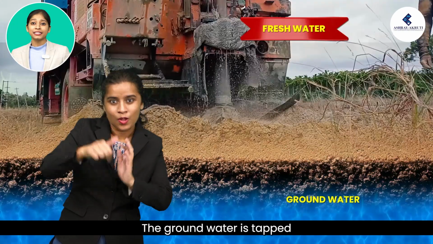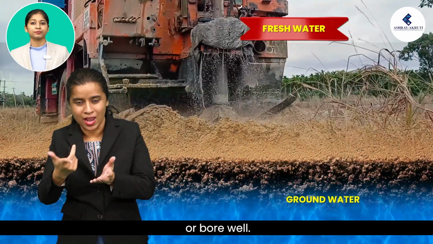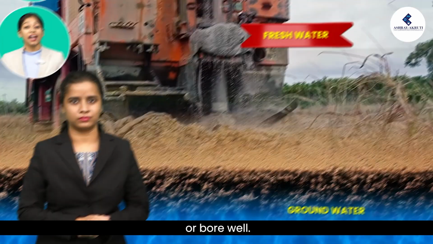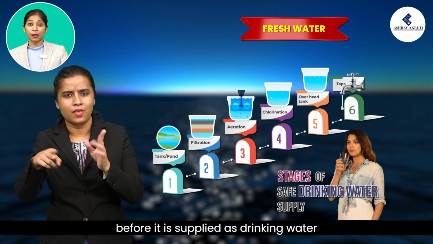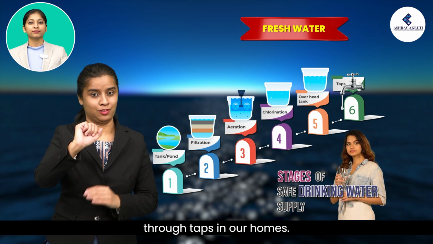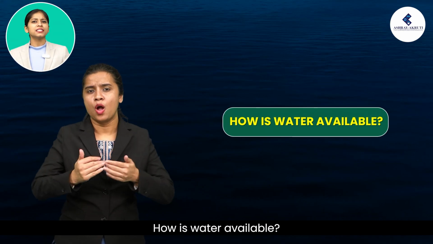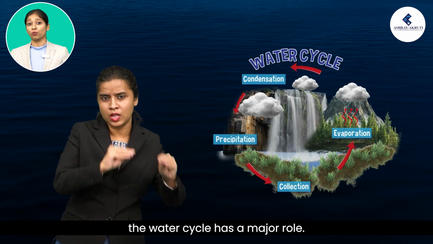The groundwater is tapped by digging a well or borewell. After filtering, it goes through several steps before it is supplied as drinking water through taps in our homes. How is water available? Here, the water cycle has a major role.